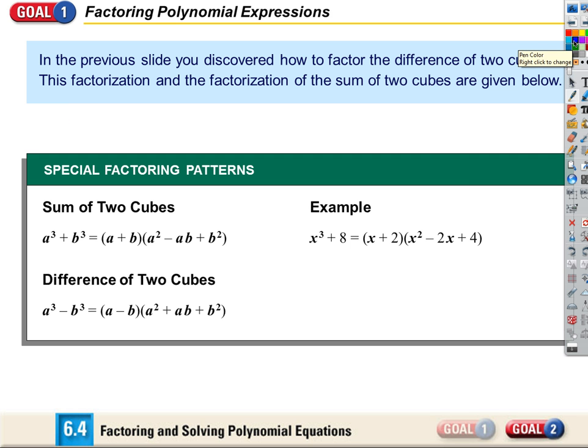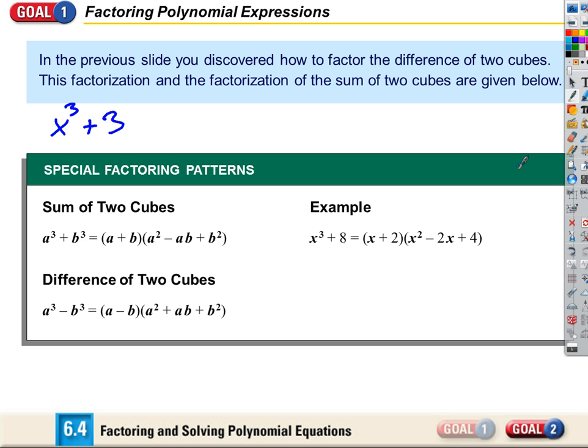What do you think I would do if I had something like x cubed plus 3? And I wanted to find the imaginary solutions. How could I rewrite 3 in the form of a cube? Anybody have an idea? And this is kind of above and beyond what we're doing in this section, but it's a great question.